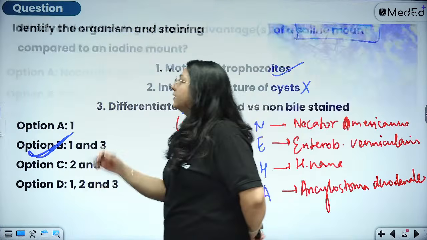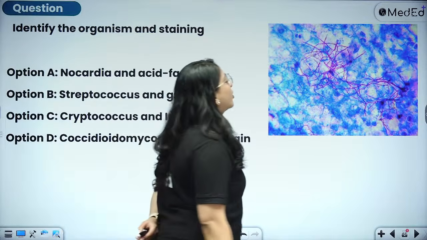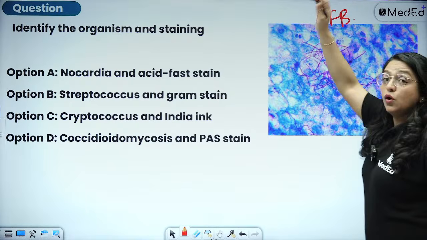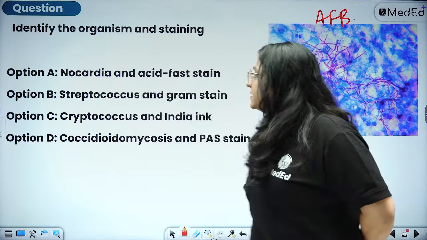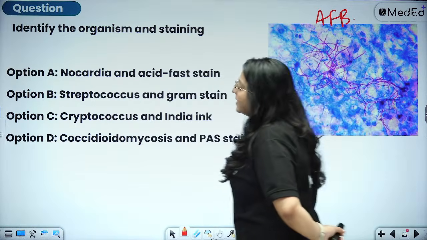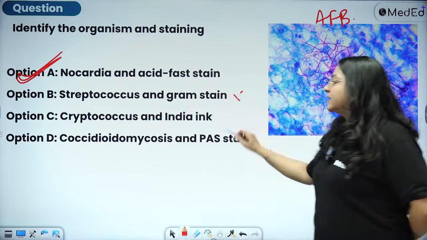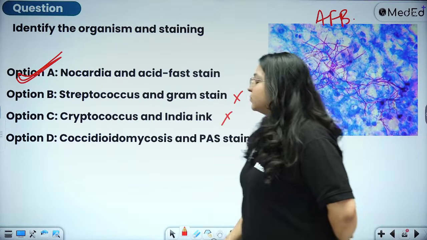Okay, Neha. Identify the organism and staining. Oh, not even a problem. What is this? This is an acid-fast bacillus. Long bacillus, thin filamentous branching bacillus. What is this? Nocardia and acid-fast stain. No doubt about it. This is not Streptococcus and Gram stain. This is not Cryptococcus and India ink. This is not Coccidioidomycosis and pus stain.